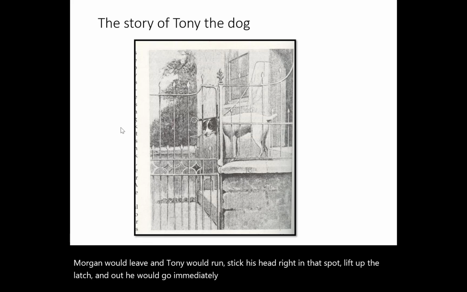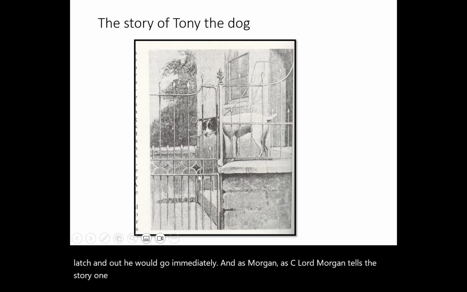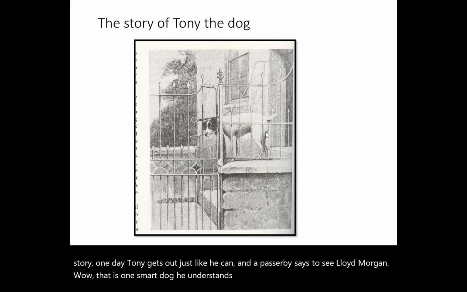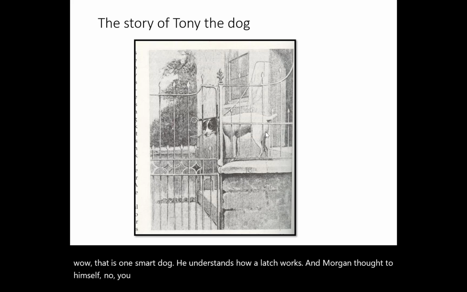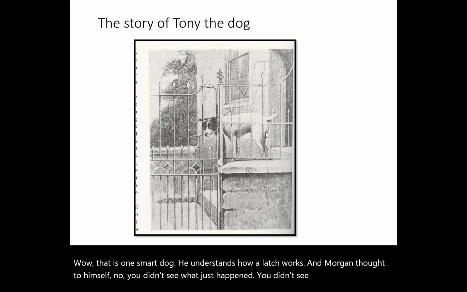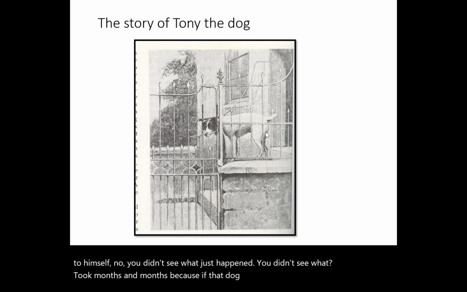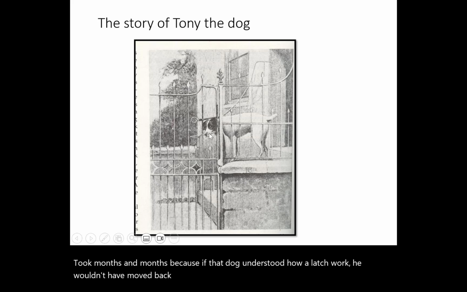And as C. Lloyd Morgan tells the story, one day Tony gets out just like he can, and a passerby says to C. Lloyd Morgan, "Wow, that is one smart dog. He understands how a latch works." And Morgan thought to himself, no, you didn't see what just happened. You didn't see what took months and months, because if that dog understood how a latch worked, he wouldn't have moved back and forth and learned slowly.